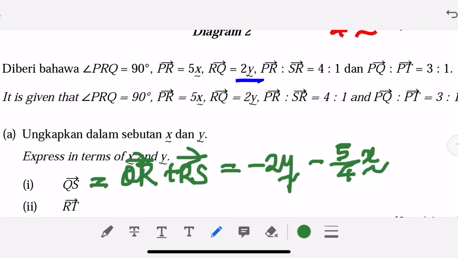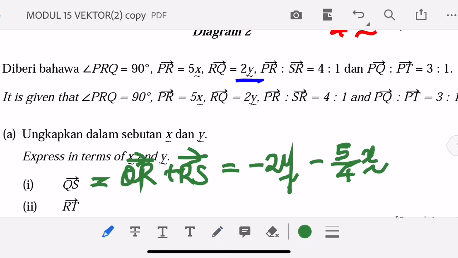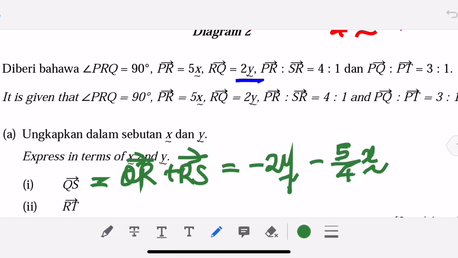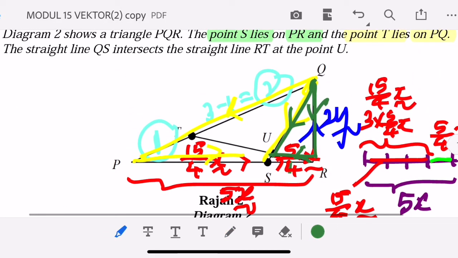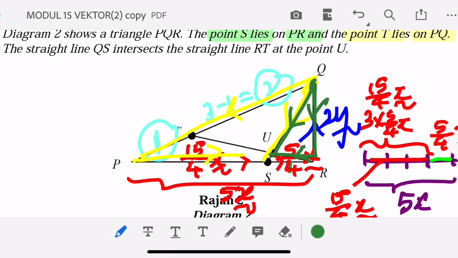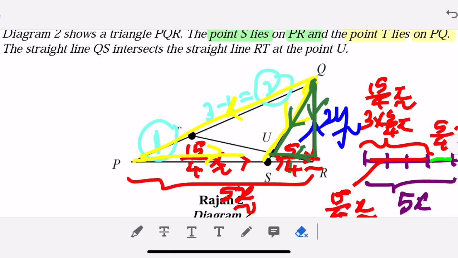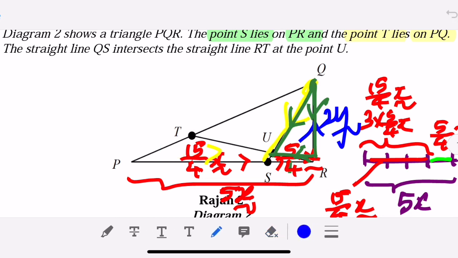So we have solved the vector QS, and make sure we double check and no careless mistake. Alright, so we have settled this vector QS equal to QR plus RS. Now we will try to solve the other one. Alright, so let's clear some space. Now we have to study the diagram carefully before we proceed.